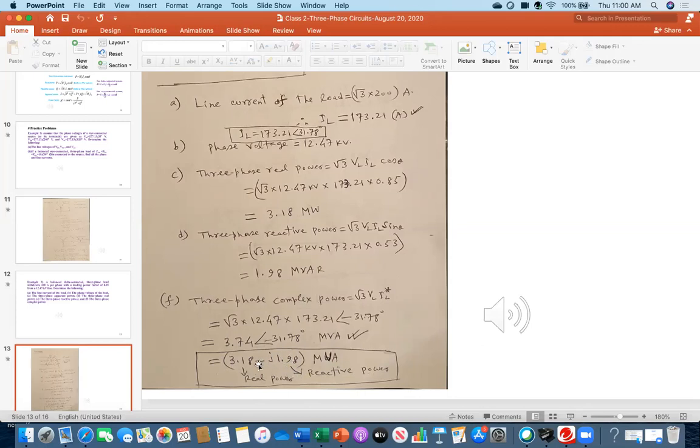So now if you go back, the first part, 3 point something, which you got in part C, is exactly the same, the three-phase real power. Now the second part, we just got the three-phase reactive power 1.98. This is the magnitude. So to verify whether these calculations are correct or not, you can convert this into this format. Or in other words, you can leave the result in that format as well. That will also verify the fact that this calculation and this calculation were correct.